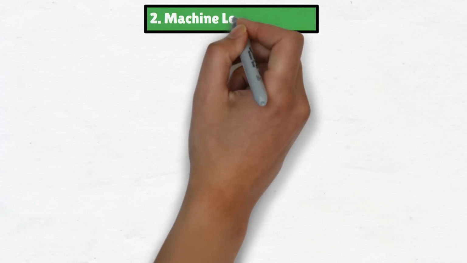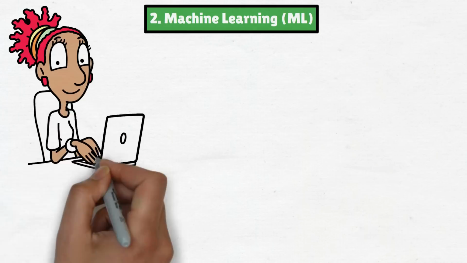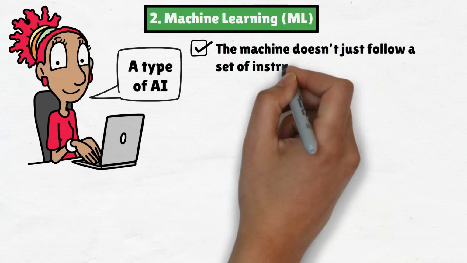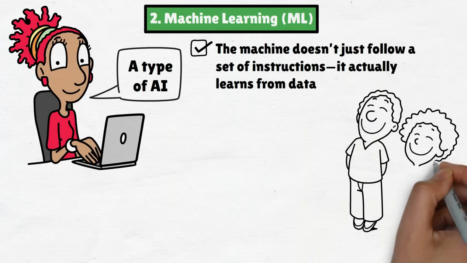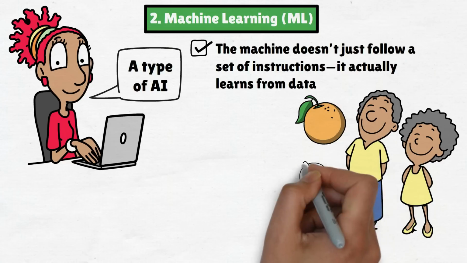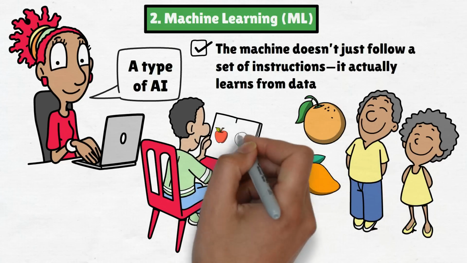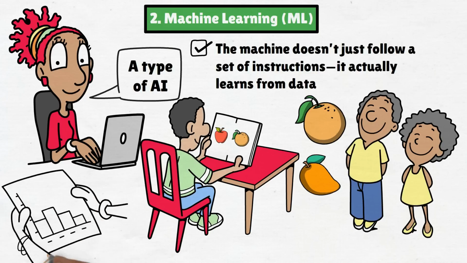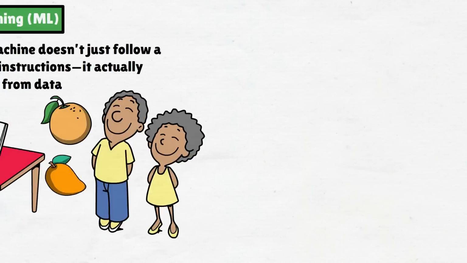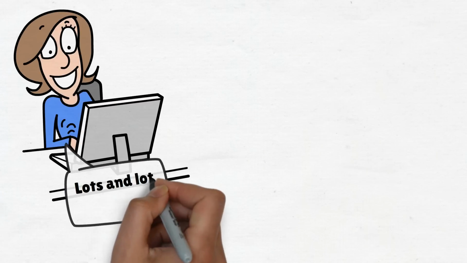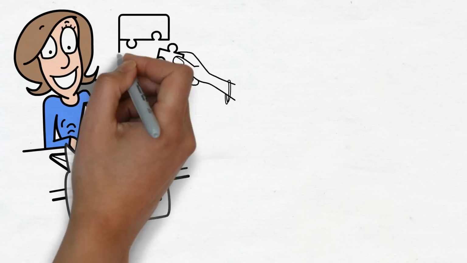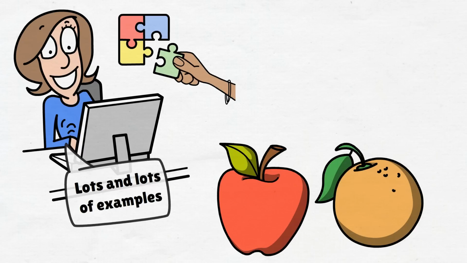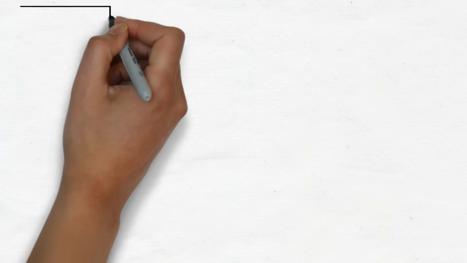Second, machine learning. Next up is machine learning, or ML. This is a type of AI, but here, the machine doesn't just follow a set of instructions, it actually learns from data. Think of it like teaching a child to recognize different types of fruit. The more times you show the child pictures of apples and oranges, the better they get at telling them apart. That's what machine learning does, but with way more data and way faster. In machine learning, we give computers lots and lots of examples, and over time, they learn to recognize patterns. So instead of us having to tell the computer what every apple or orange looks like, it learns by itself by looking at the data over and over.